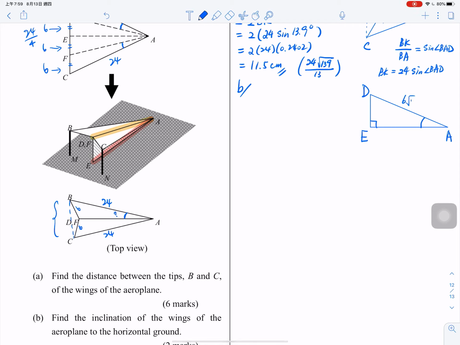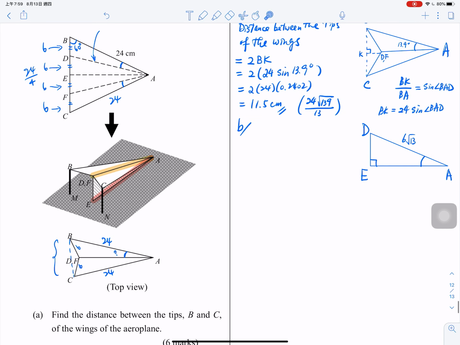So here, 6 root 13, just now we know that about AD, right? And DE, we don't know. Actually, we know. Do you know why? Here, because this length divided by 4, so DE actually here. So it's 6.